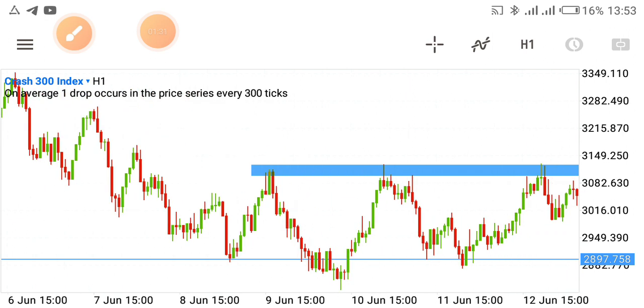Why? Because unlike every other pair, this pair in particular, its movement is sometimes somewhat erratic. If you don't have a good knowledge of price action, or maybe smart money concept or market structure, you might end up losing money trying to trade Boom and Crash, the Crash 300.